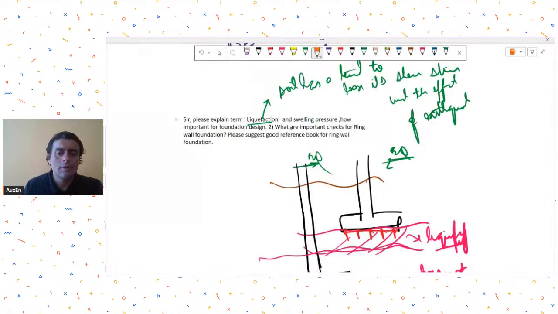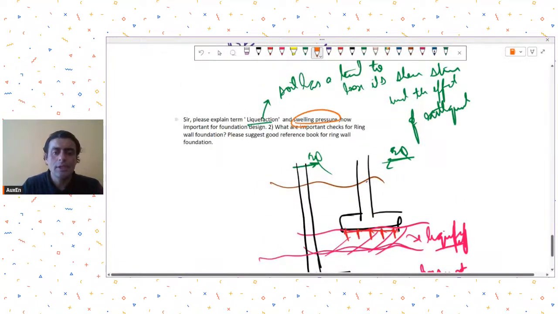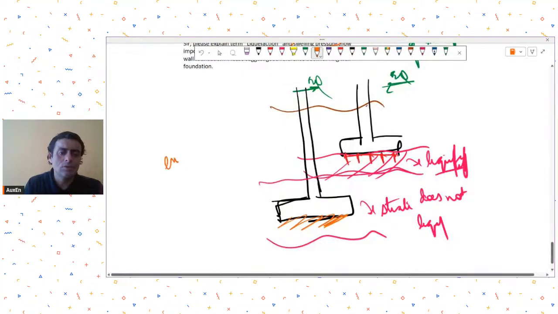Your second term that you asked was swelling pressures. Swelling pressures are basically in expansive soils.